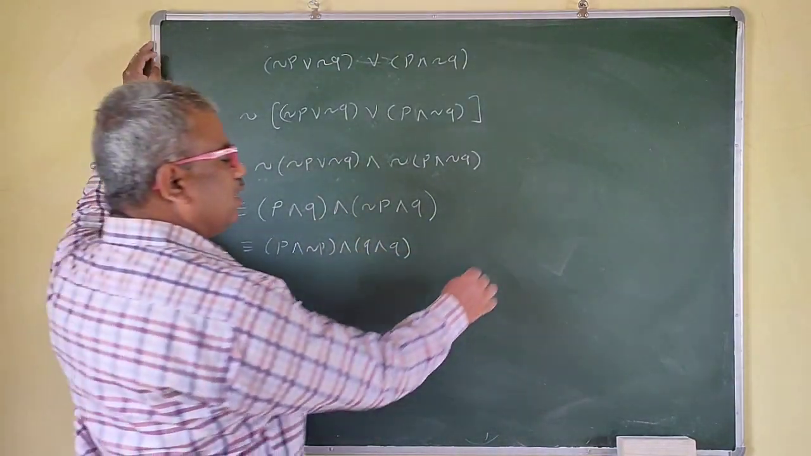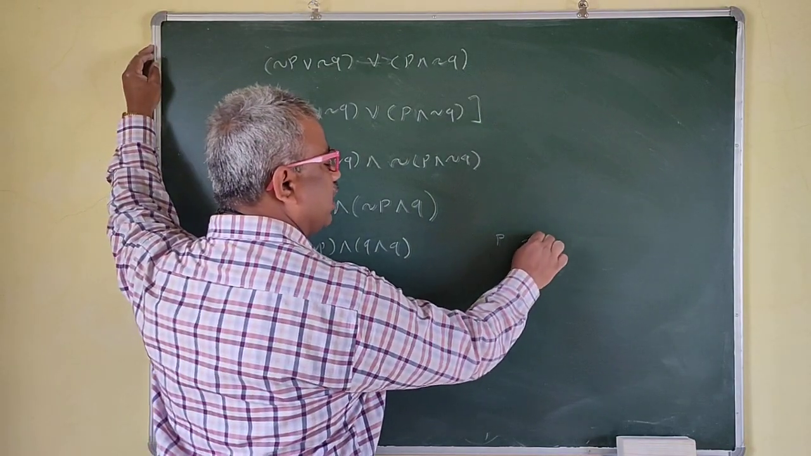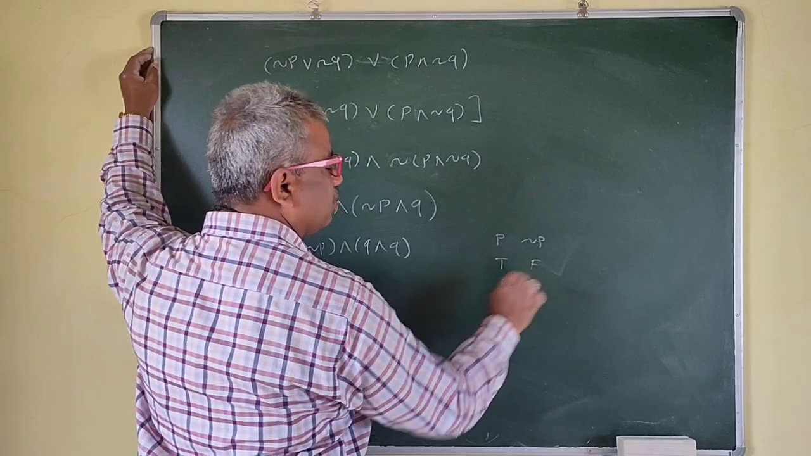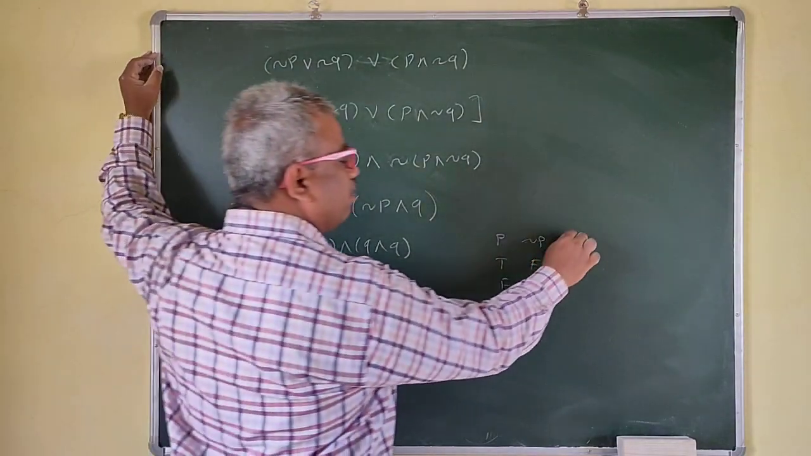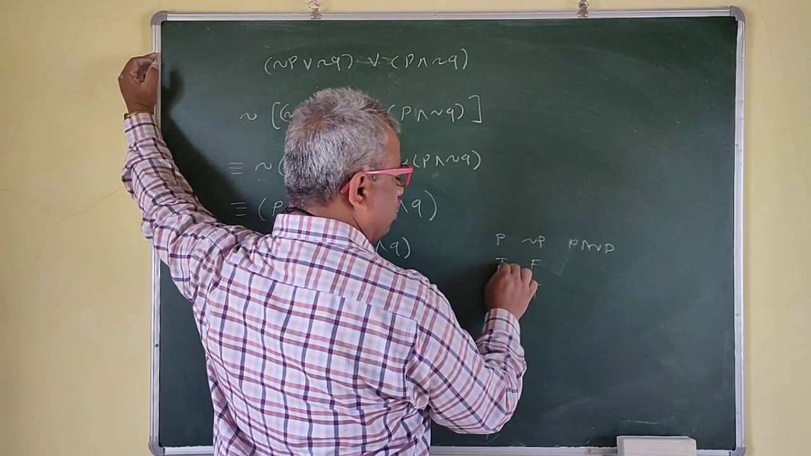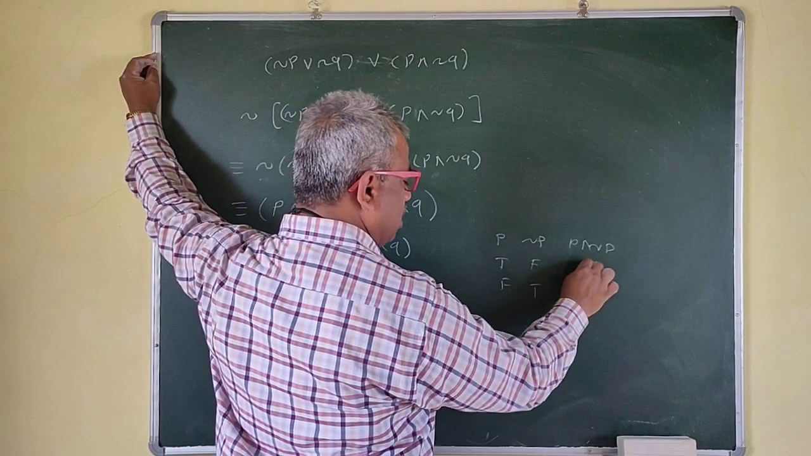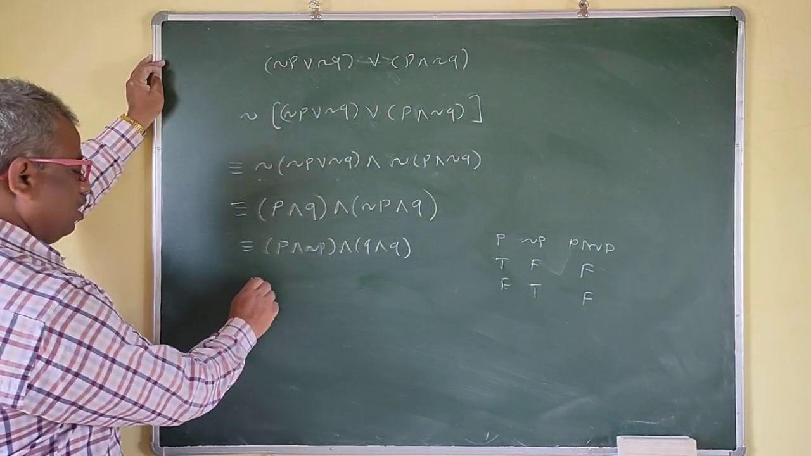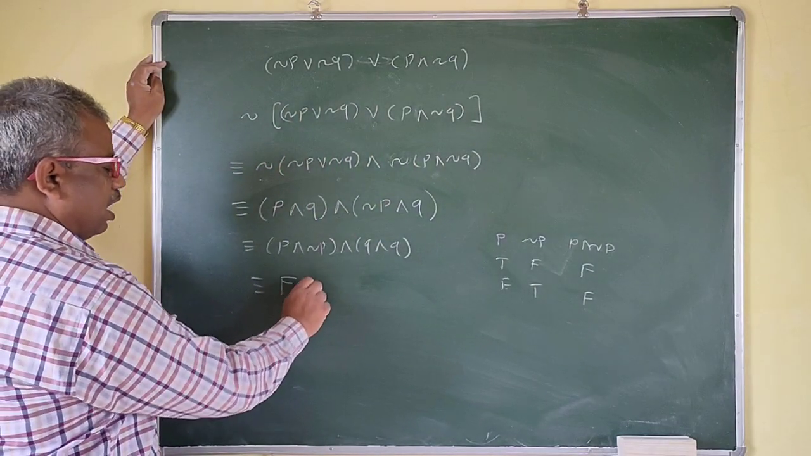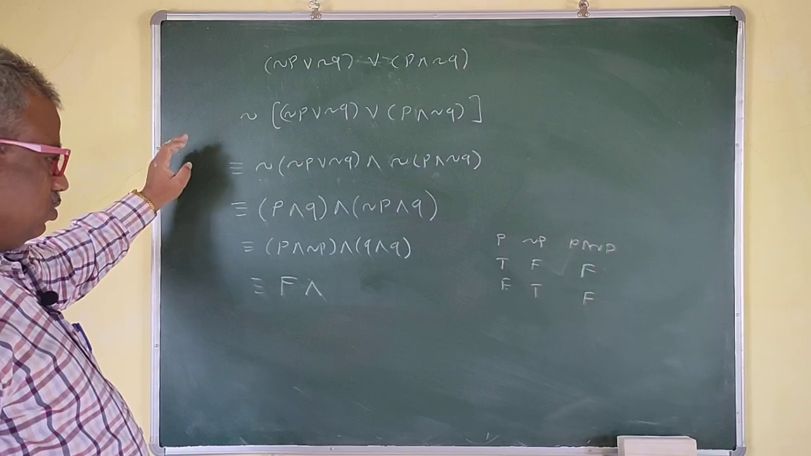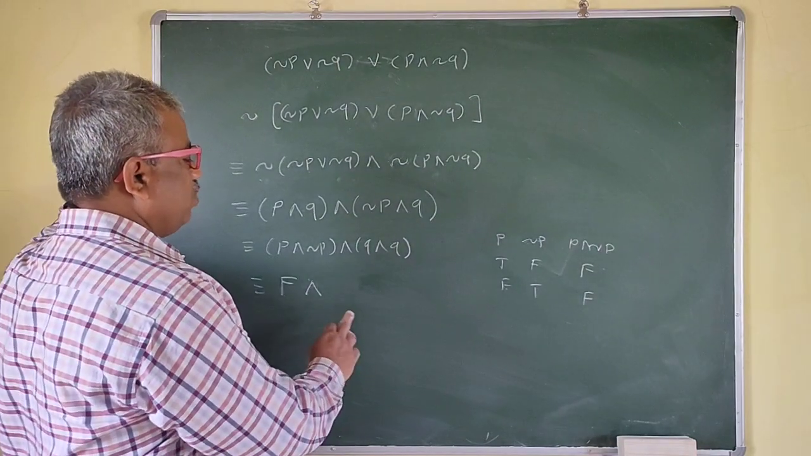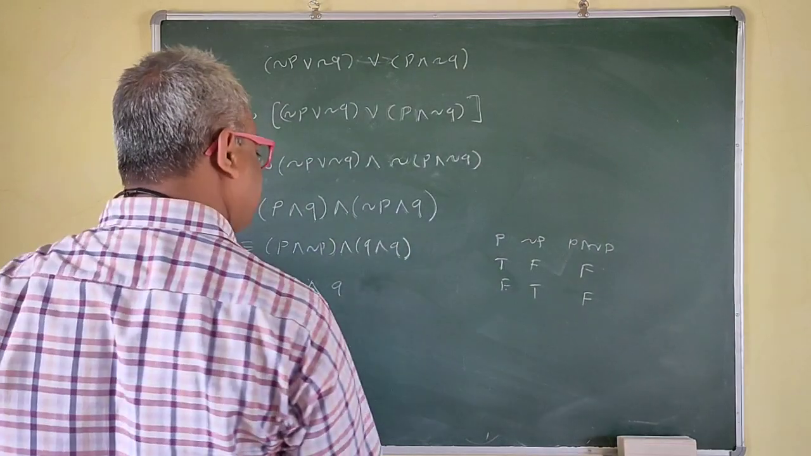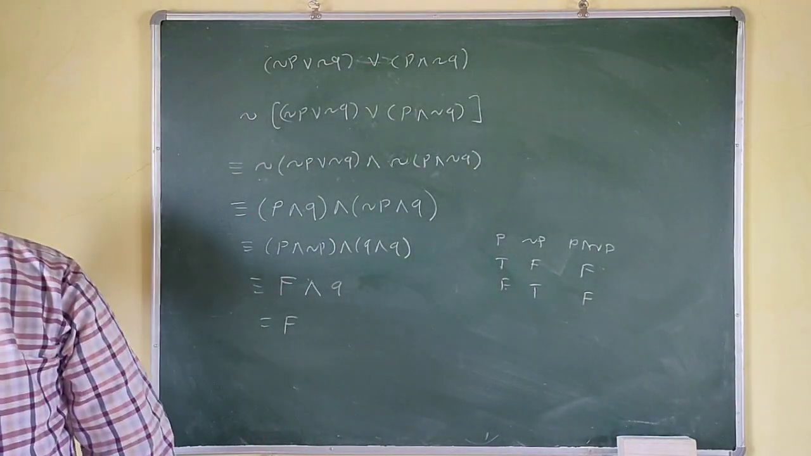If you don't remember, just write your P, negation P. Then this is T F, F T, right? Then P and negation P: T and F is F, F and T is F. So this will be F now, right? And F and Q is Q now. So this will be F now, because and is there. So it will be F.